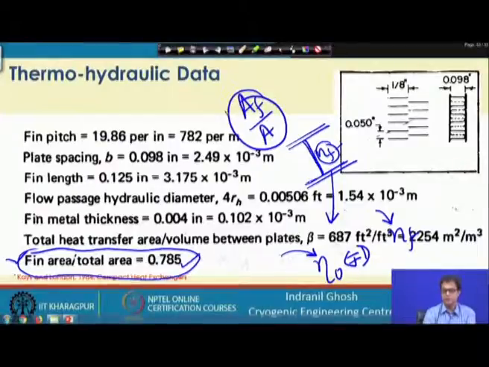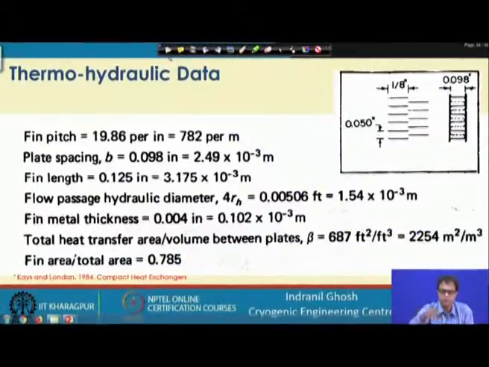All these values will be necessary, particularly for estimating the heat transfer or the simulation of the heat exchangers, and they are given here. This we have taken from the Kays and London book. So, this is about the geometrical part, then we have the characteristics of this fin.